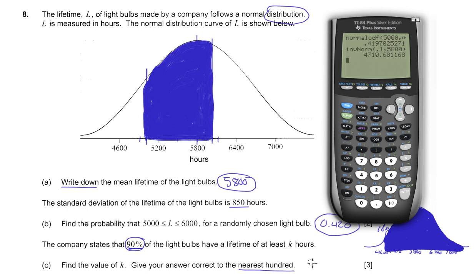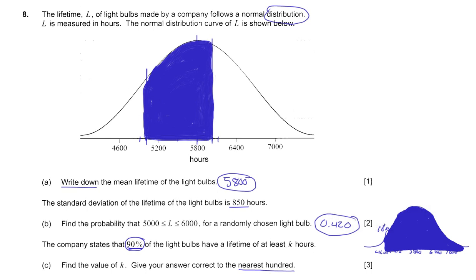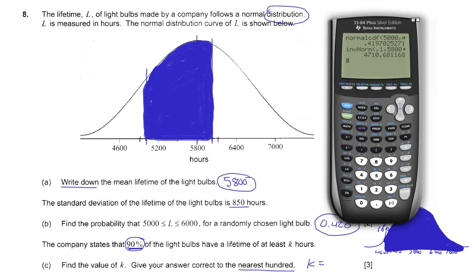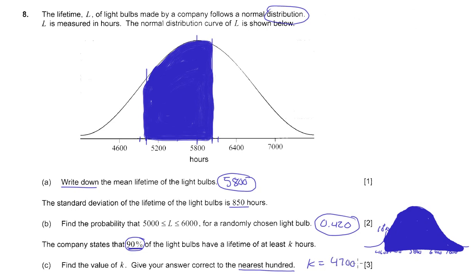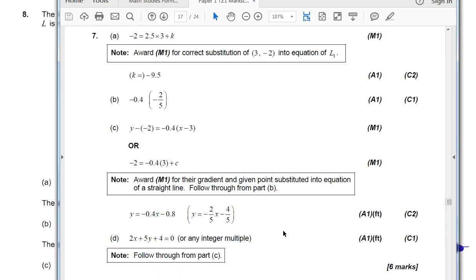Okay, so the value of K is, I forgot it already, 4710.68. So remember, it says to the nearest 100. So 7 is the 100. So 47, the 1 tells the 7 to stay the same. So it's going to be 4,700.